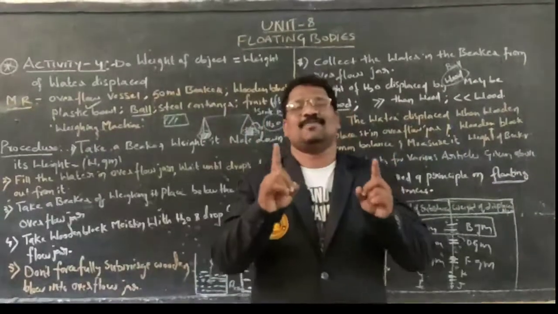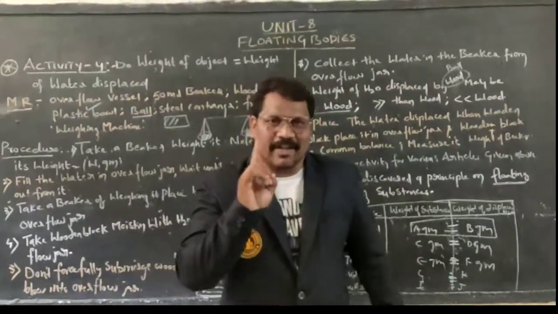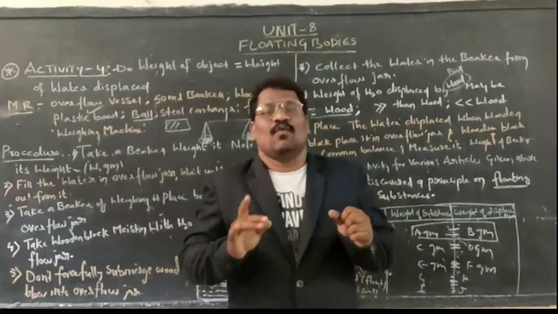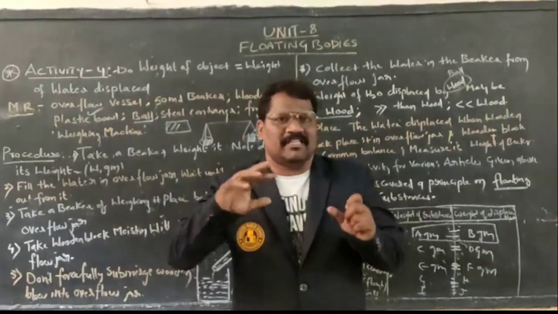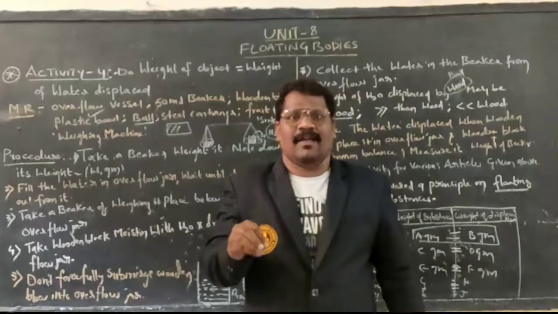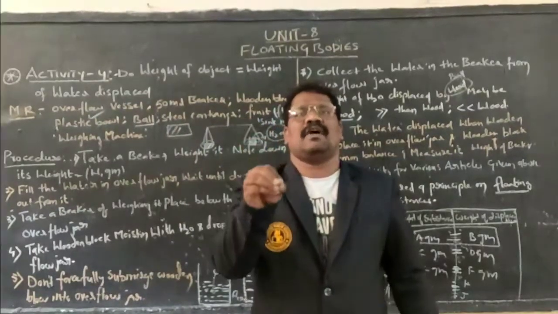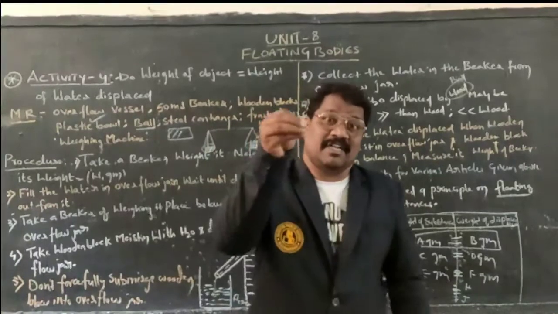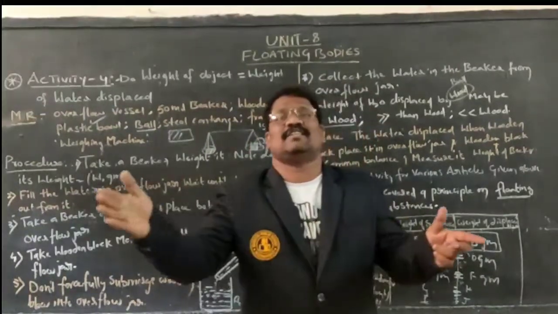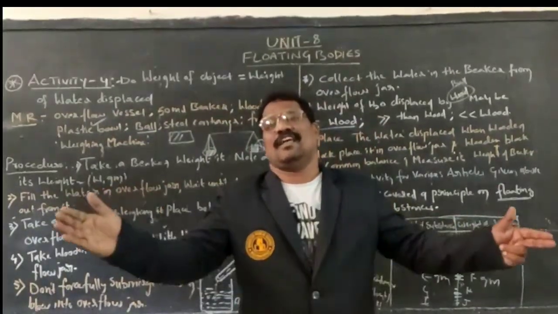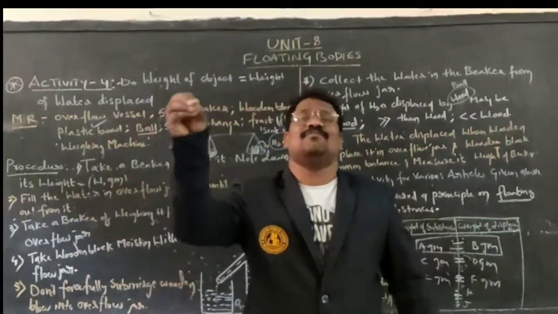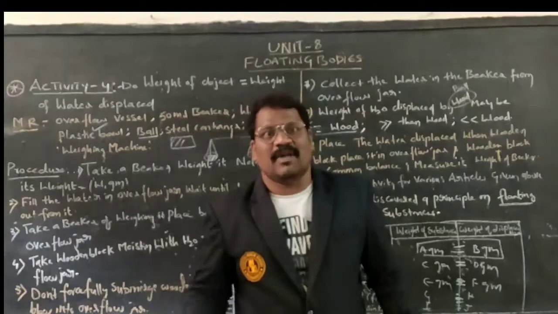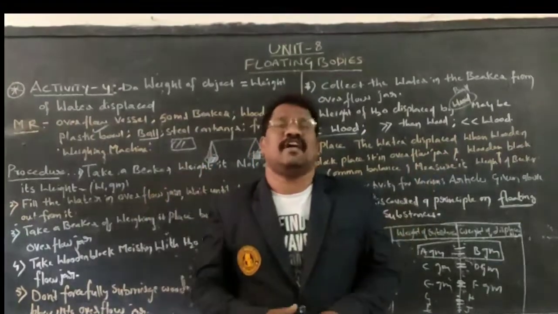Try to analyze these two activities, activity 4 and activity 5, and try to gain knowledge. What is the difference? What is the major thing happening to vary the density of the concerned substance? Even if an object is sinking, by changing its volume as well as shape, we allow that object to float. Try to analyze this topic continuously by watching this video a number of times.